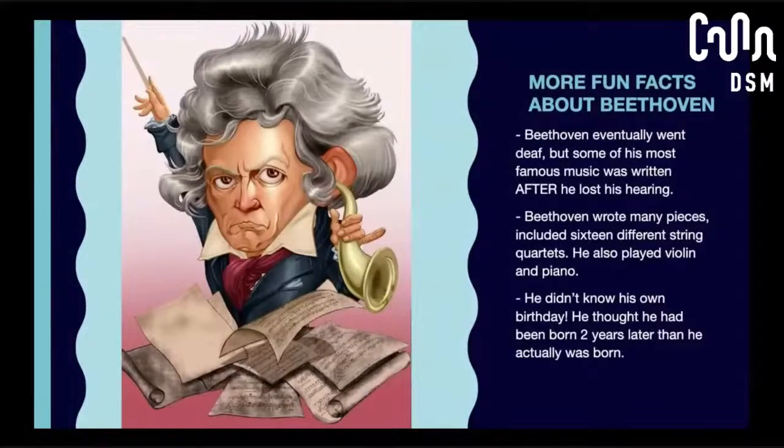He wrote 16 string quartets. So he's pretty well known for his string quartets. He also wrote for a ton of other things, though. He was really good at piano. He was really good at violin. And so there's a lot of different types of pieces of music out there that are by Beethoven.